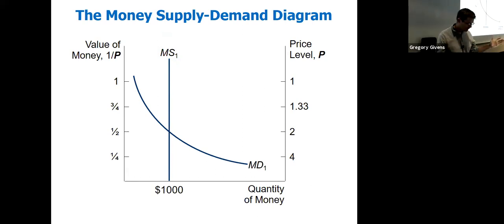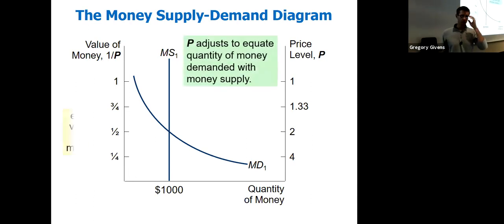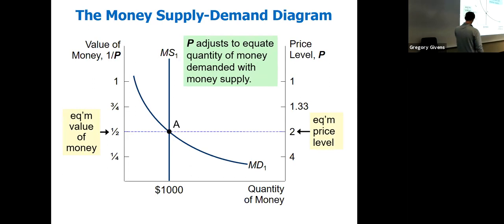Okay, just like any other market, the forces of supply and demand here should work in tandem to ensure that supply balances demand in equilibrium, all right? Where does that occur in the quantity theory of money? That occurs at point A on our graph here, where the value of money in equilibrium is equal to 1/2, and therefore the general level of prices is equal to 2. All right. Let me ask you guys a couple of questions about this picture.